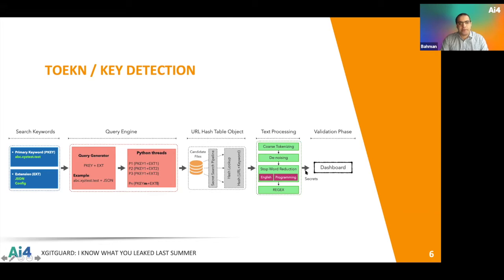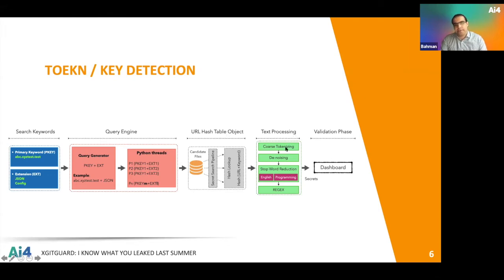Because we are relying on regex, the whole document will be broken down to finer tokens and passed to the model. So we have the search keywords, but we don't have the secondary keywords, for the reason I mentioned. We only have the primary keywords, the token, and then the extensions. This will be passed to the query engine, then to calculating the hash for those detections, and then it'll be passed to the text processing.